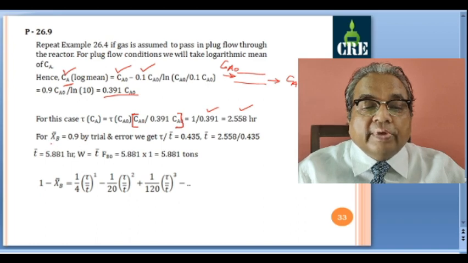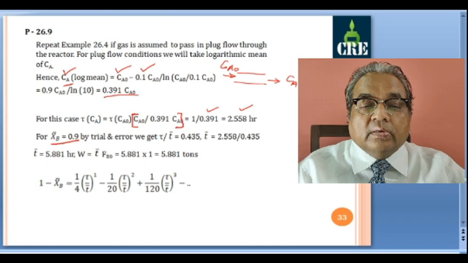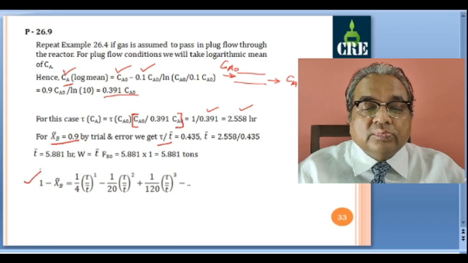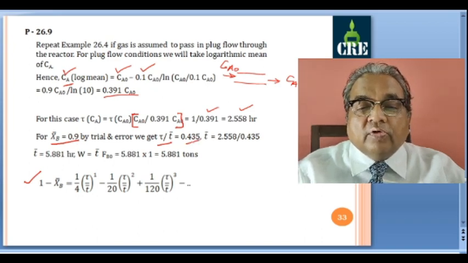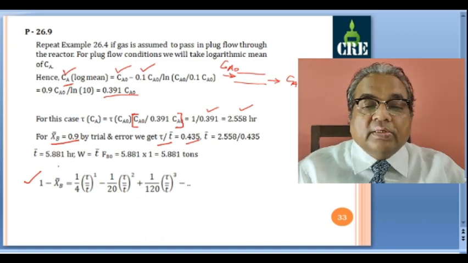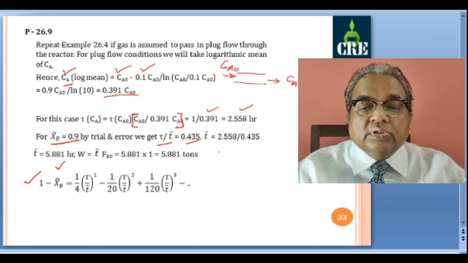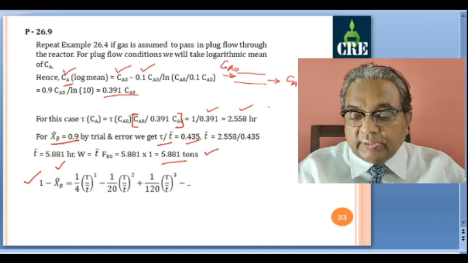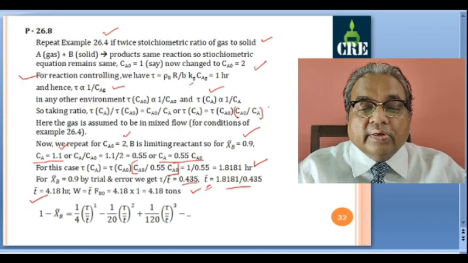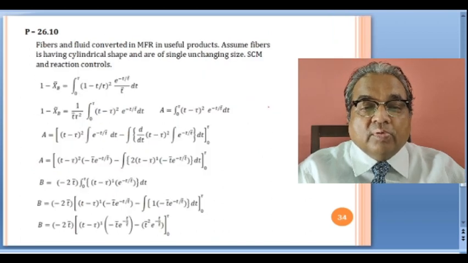Again for the same problem, xb bar is 0.9, and for xb bar equal to 0.9 you will get this value tau by t bar. Same equation, chemical reaction controls, so other things are not changing, and you will get exactly the same value 0.4435 as in the previous problem. So you don't have to recalculate. T bar value will change because tau has changed. So T bar is 5.881 hours. W is T bar into FB0, and FB0 is 1, so this value is 5.881 tons. So in case of plug flow it is 5.881 tons, whereas in case of mixed flow it is 4.18 tons. Same problem we have solved.